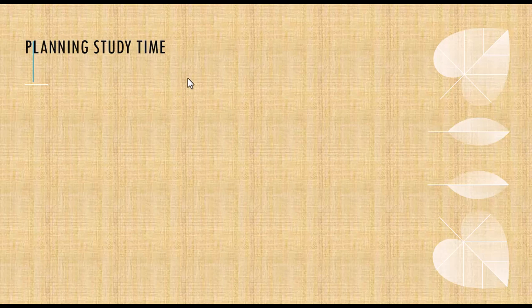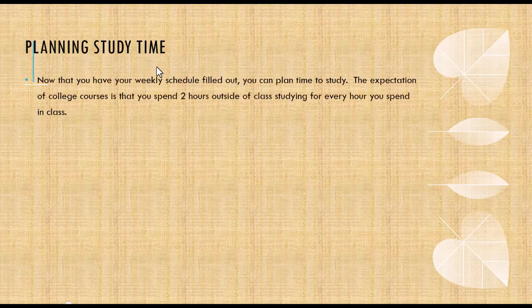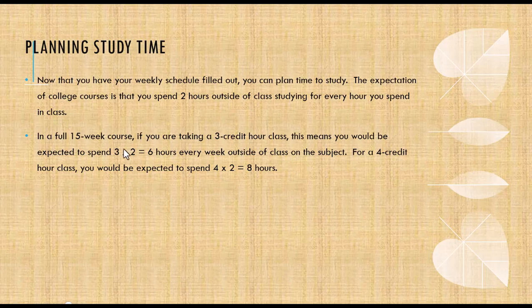Now that you have all of your other obligations filled in, we can plan study time for this course. The expectation of college courses is that you spend 2 hours outside of class studying for every hour you spend in class. In a full 15-week course, if you are taking a 3 credit hour class, this means you would be expected to spend 3 times 2, or 6 hours every week outside of class on the subject. For a 4 credit hour class, you would be expected to spend 8 hours.